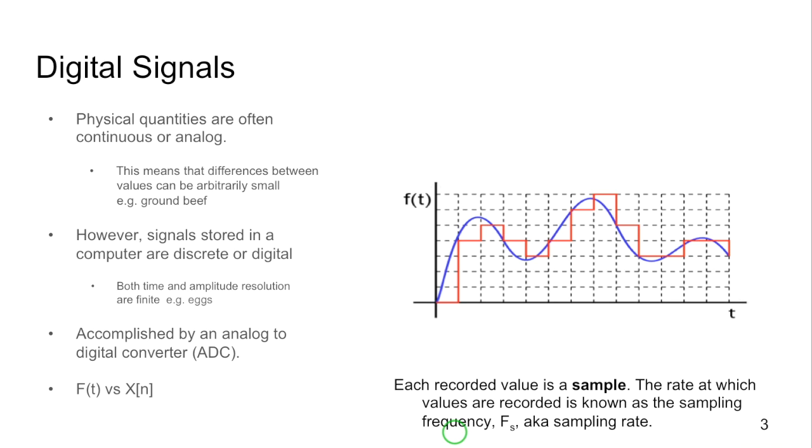So first, let's talk about digital signals. So we're familiar, most physical quantities are continuous or analog, and most of the math we learn is also continuous. And for these sorts of quantities, the differences between values can be arbitrarily small. As a metaphor, in a grocery store, when you buy ground beef, you can get it at any amount you'd like. You can get 6.35 pounds or 6.3521 pounds, assuming their scales are accurate enough. And if they're an analog spring scale, they are.